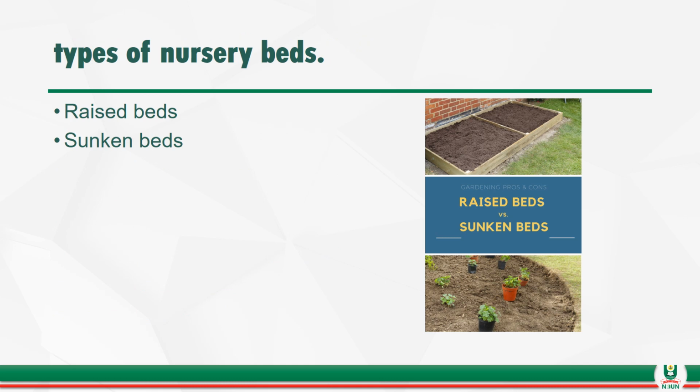Types of nursery beds. There are two main types: number one, the raised beds, and number two, the sunken beds. The sunken beds are the ones that may be required especially during a dry season, so that they can trap some moisture, while the raised ones are mainly practiced during the rainy season, so that waterlogging will be avoided within the nursery site.